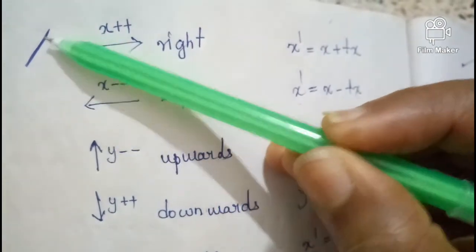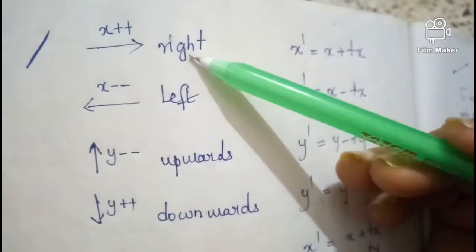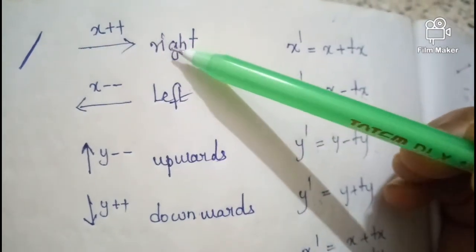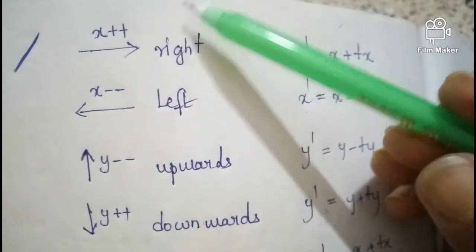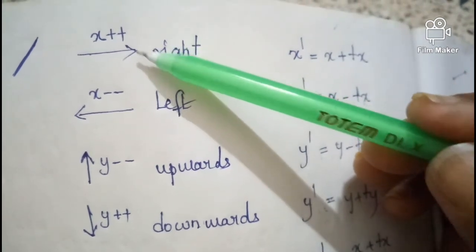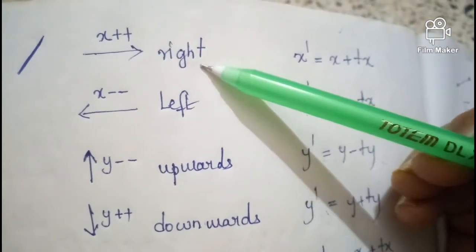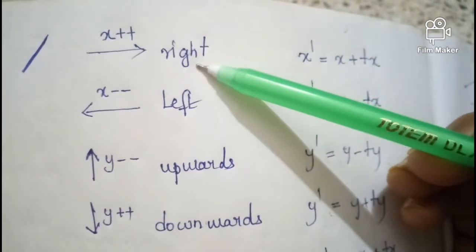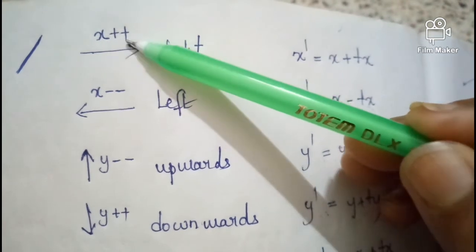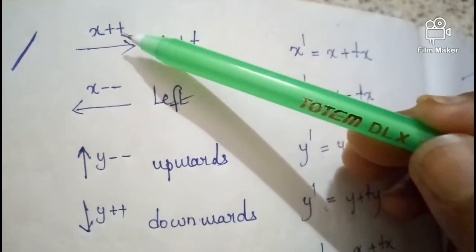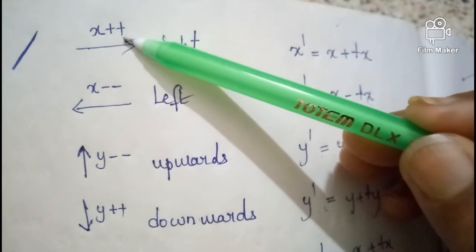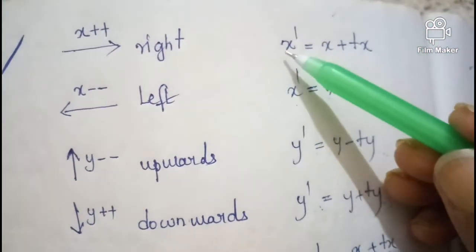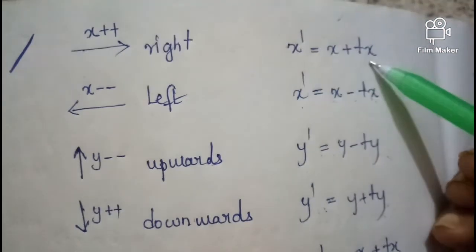If this is a line which is to be translated towards right, so from the current position the line is to be translated towards its right. Since there is no change in y value, we are just moving towards right. We are not moving upwards, we are not moving downwards, we are just moving towards right, which means only x increments. Since x increments, you have to add the tx value to x. Okay, so you can write it as x dash is equal to x plus tx.